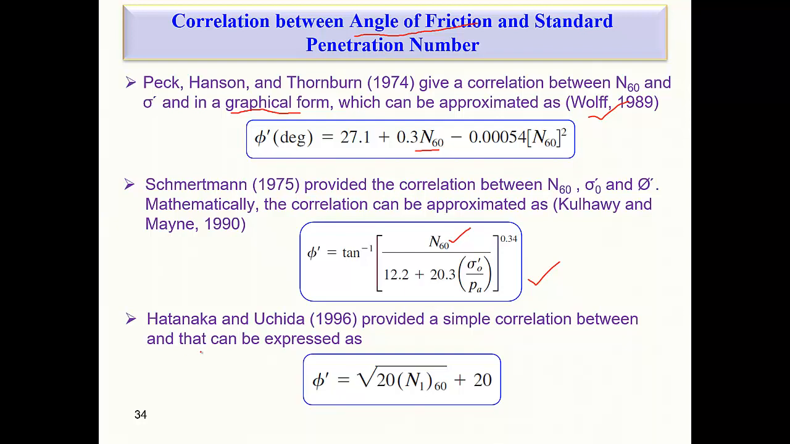Okay, so the next one is Hatanaka and Uchida. This is actually the recent one, and they used it particularly for granular soil and N160. They made it easier than previous years. So these are the three for the angle of friction. Only three formulas are here. Okay, any confusion on this, finding the frictional angle?